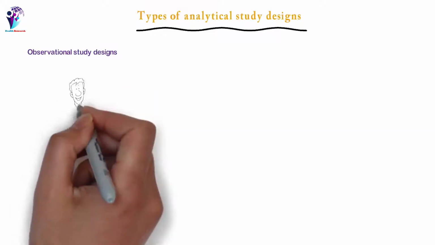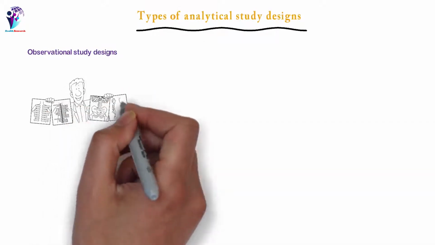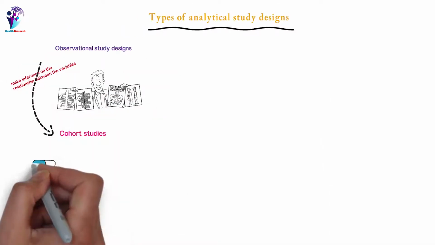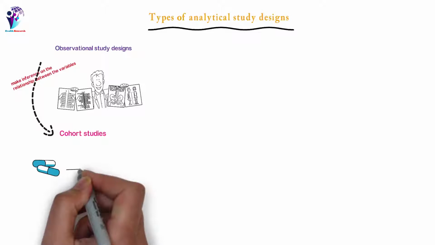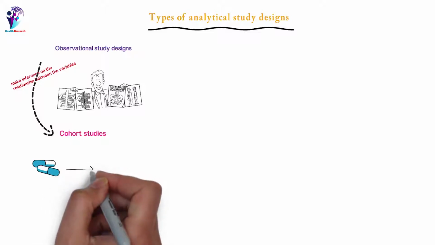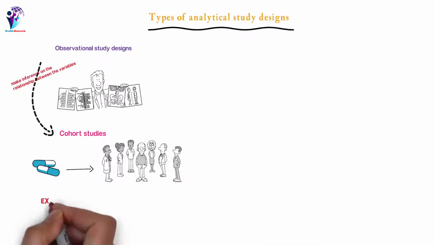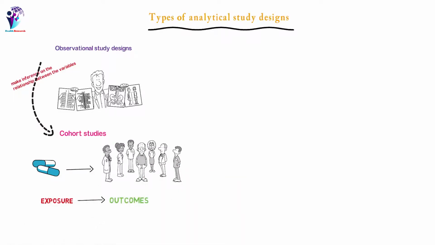Observational study designs: the investigators use the data observed in the population to make inference on the relationship between the variables. The types of observational studies are: first, cohort studies, which are observational studies in which the researcher observes participants from exposure till the development of outcomes. In cohort studies, the researcher moves from exposure to outcome.